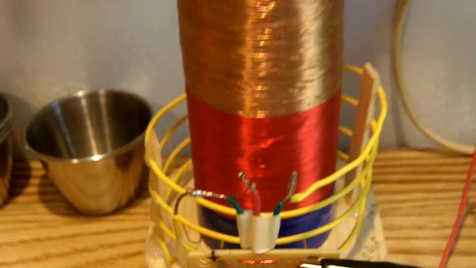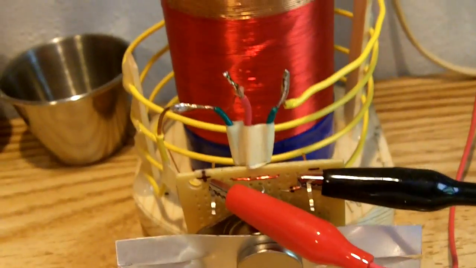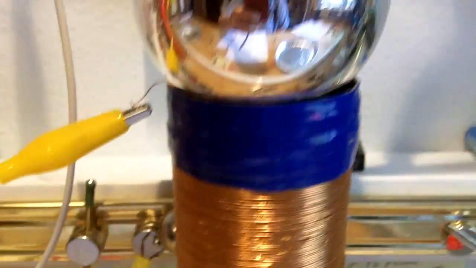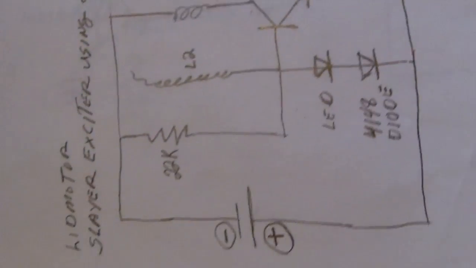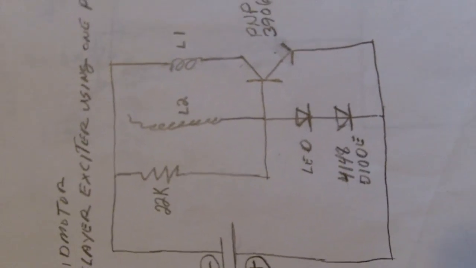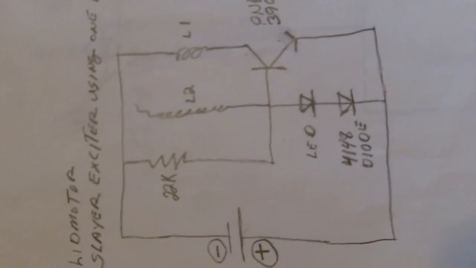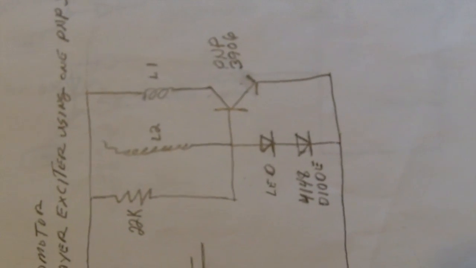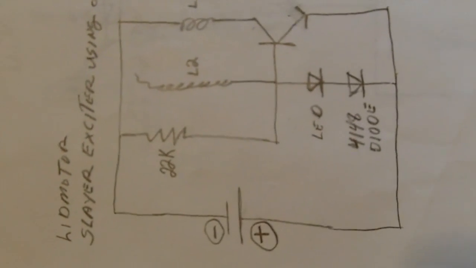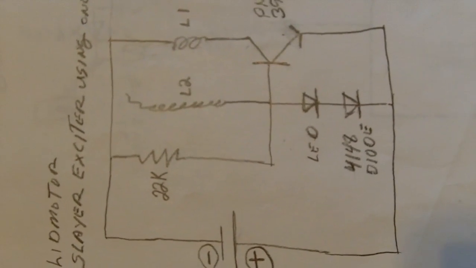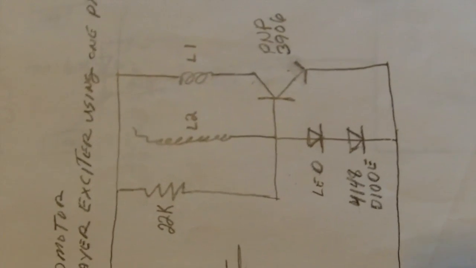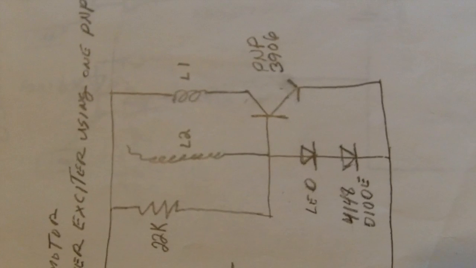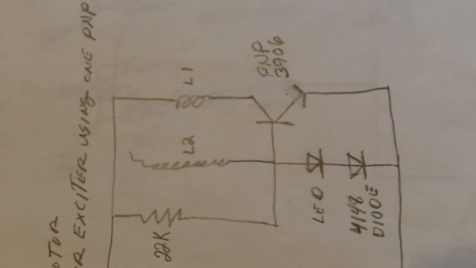Over here, this one I wound. This is a recycled wire. It's copper. And it works real good. Okay, here's the circuit for Lit Motor. He's using the 3906 PNP transistor in it. Hopefully you can see that all right. The tower is 2 inches in diameter, 10 inches tall, 18 gauge on L1 and 26 on L2.